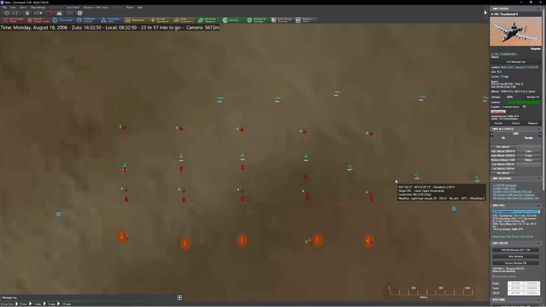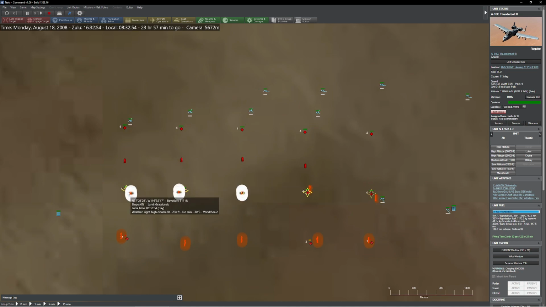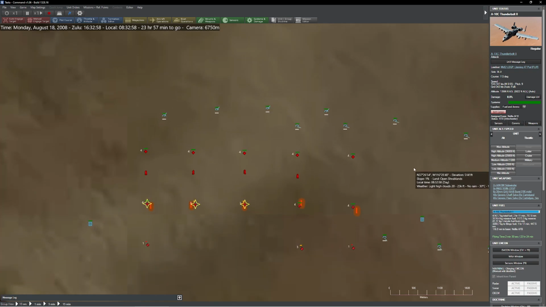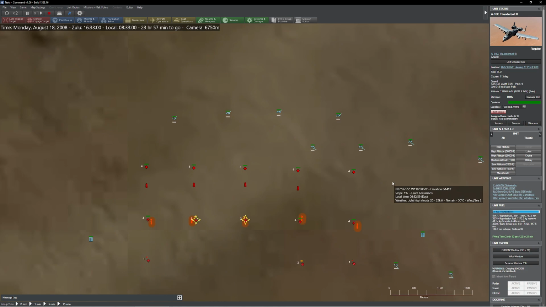Coming down here for the armor, this is where things are going to get a little different, of course. We're going to have the same problem we had before, where we're basically going to be striking them. Whoa, look at that stack. And it kind of spreads all over the place. And then lastly, we have our trucks, which are sort of hanging out in the back here.